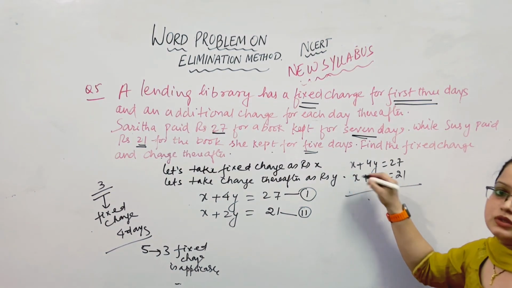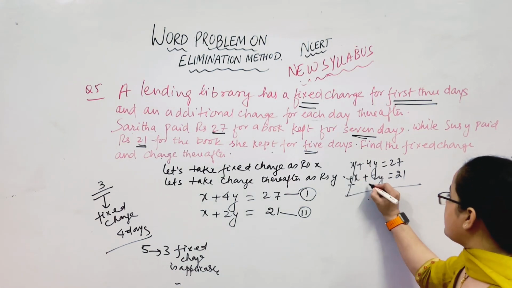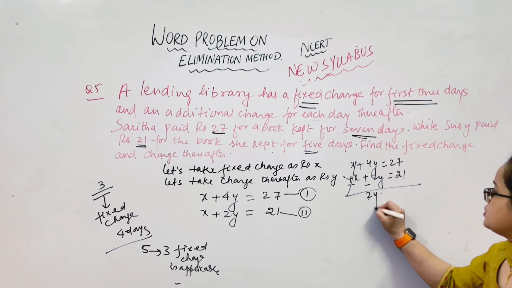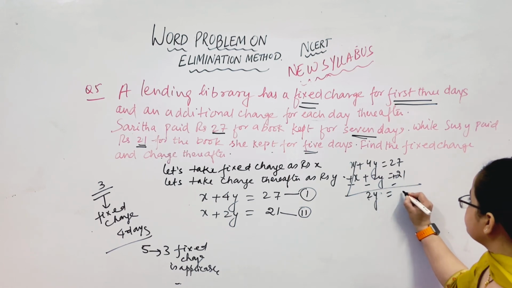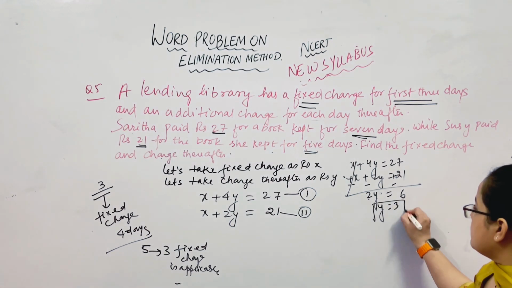Okay, coefficient of x in both the equations is the same. So I'll just change the sign. It will become 2y is equals to 6. y is equals to 3.